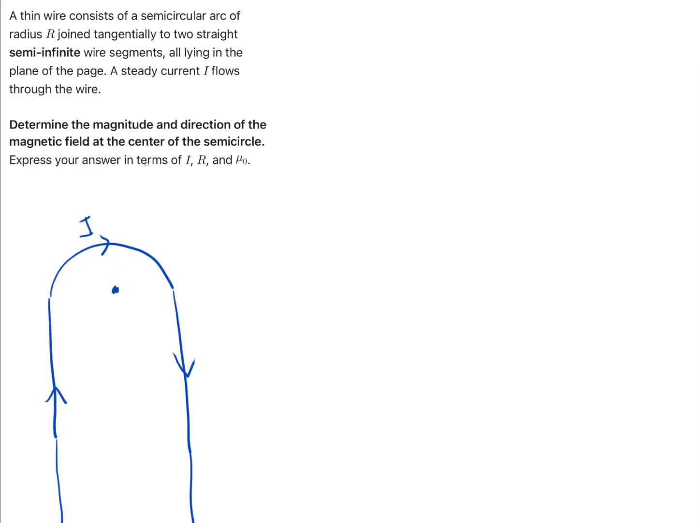Express your answer in terms of the current I, the radius r, and the magnetic permeability mu0. So to start, we can break this problem down into three parts. By the principle of superposition, the total magnetic field at this point here is the sum of the magnetic fields of all individual sources.